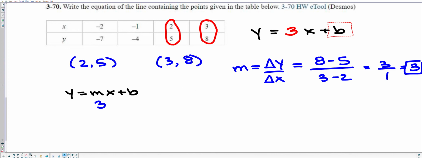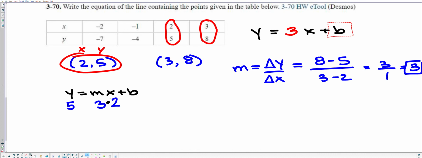But me, I'm going to use the 2, 5. The 2 is the x and the 5 is the y. So right where it says x, I'm going to use 2. So it'll be 3 times 2. Do not put 32; it's 3 times 2. And instead of y, I'm going to write down 5.